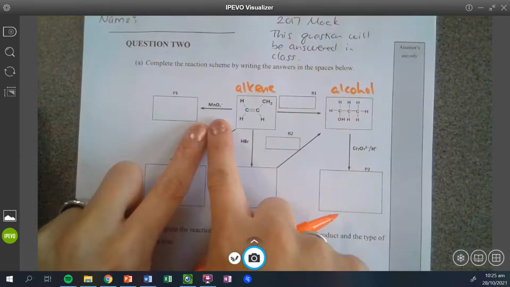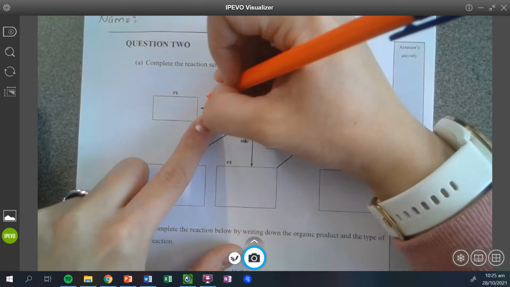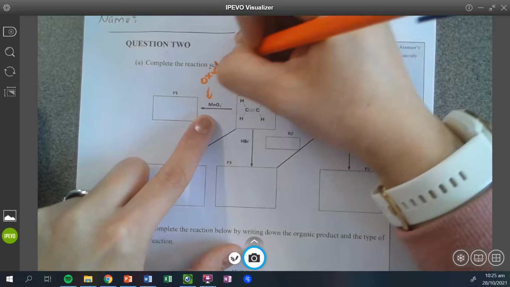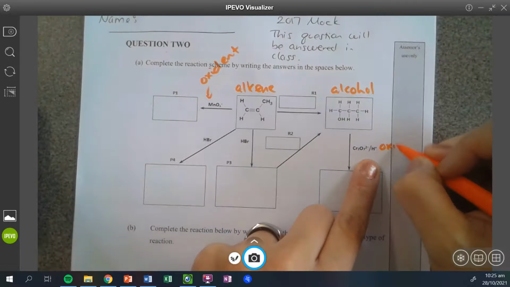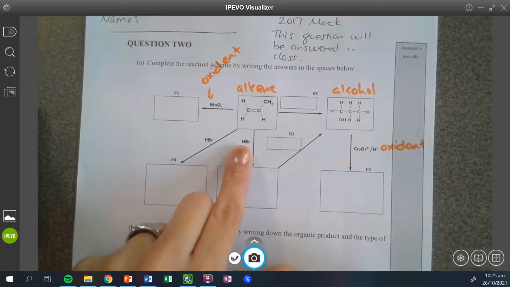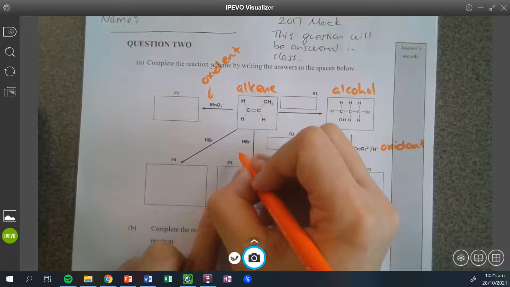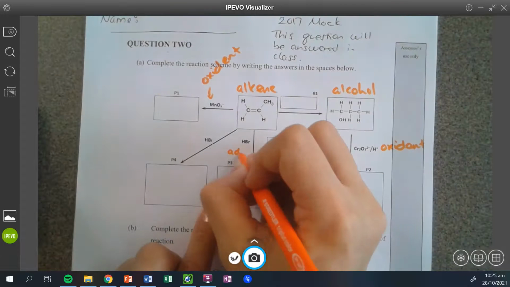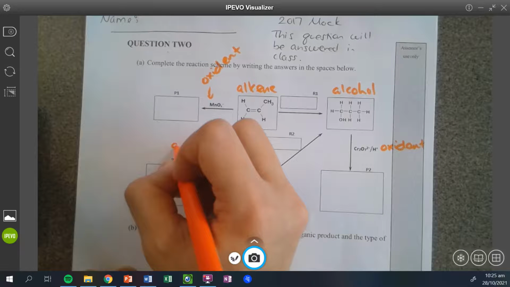I see over here that that is an oxidant. And I see over here that's another oxidant. I see over here I have a hydrogen and a bromine, so I can tell that's an addition reaction. And I have also hydrogen and bromine again, so that's another addition reaction.